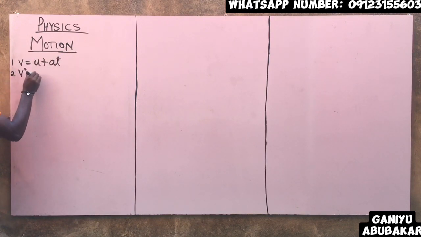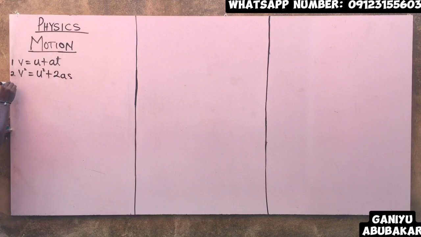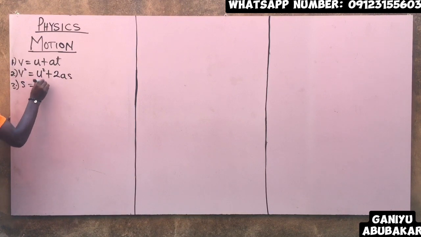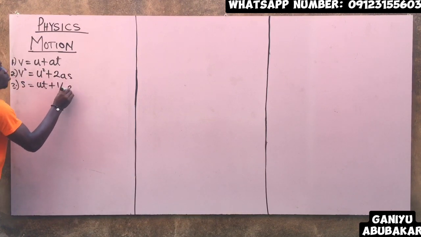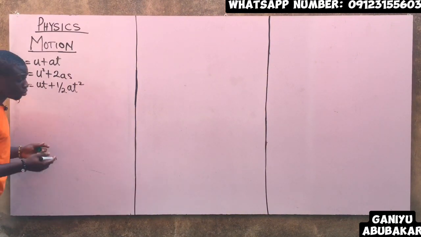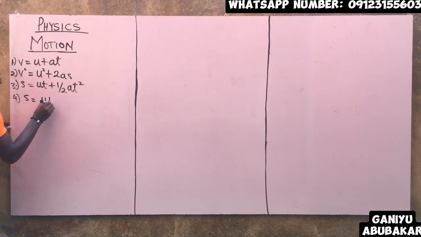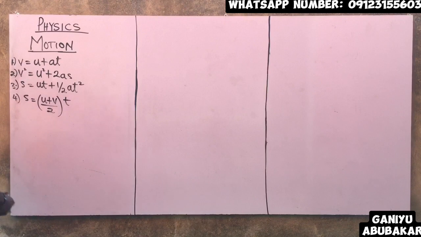V squared is equal to u squared plus 2ax. For 3, s is equal to ut plus 1 over 2 at squared. And for 4, that one is not a major. These are the three major ones, but the 4 is still optional: s equals u plus v over 2 times t, right? So those are the three major ones.